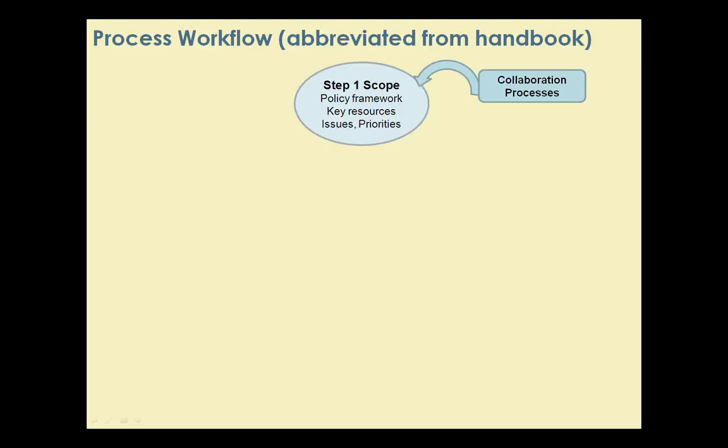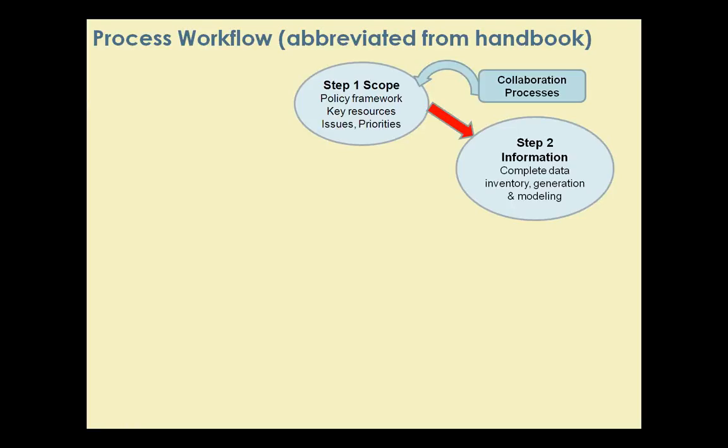This is talking about things like what's the policy framework you're working under, what are the key resources and issues and priorities that you and your stakeholders would have in mind. That moves on to step two, where we need to inventory our data available to address those things. It might include also some generation of data and modeling to make more out of the data that we have. That's going to move on to step three, which is mapping cumulative scenarios, again, time series and alternative futures.